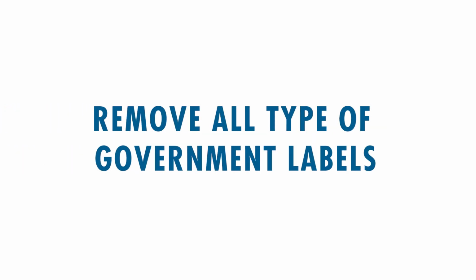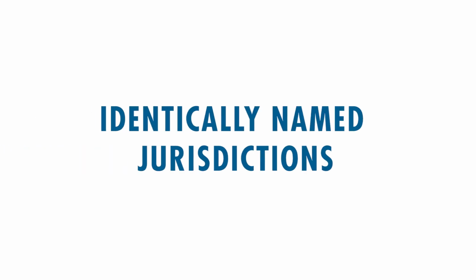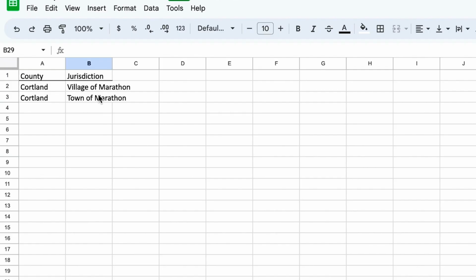To be sure we've got the best quality information, the first rule is to keep it simple. Remove all type of government words, like City of in City of New York, or Village of in Village of Euclid, from the jurisdiction name. However, this rule has 2 exceptions. The first exception is when you have 2 identically named jurisdictions within the same county, where one place has one type of government, but the other place has another. In this scenario, put the government type in parentheses following the jurisdiction name.